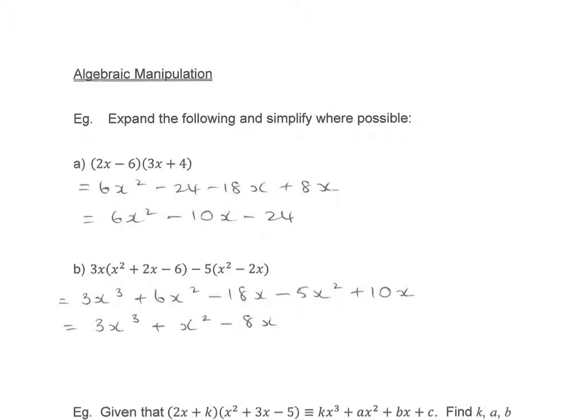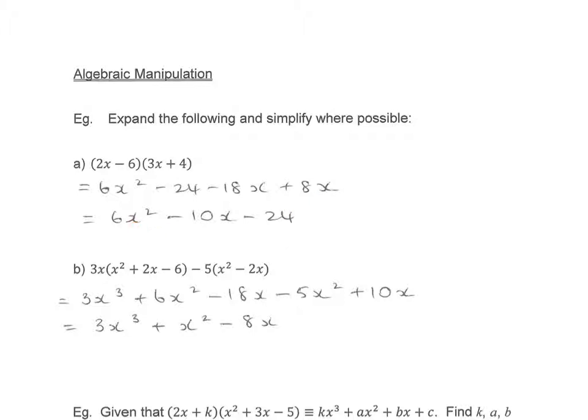Algebraic manipulation. Okay, multiplying out two brackets then. So whichever method you choose to use. We've got 2x times 3x giving us our 6x squared. We've got minus 6 times positive 4 to give us minus 24. Minus 6 times the 3x giving us minus 18x. And 2x multiplied by the 4 to give us 8x.